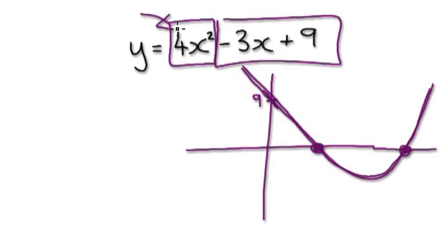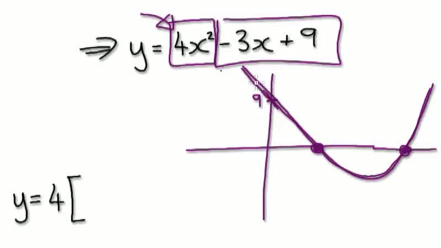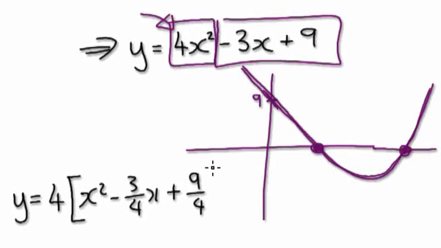Our first step is to get the coefficient of x squared to be 1, so take 4 out as a factor. Just bear in mind that this curve doesn't cross the x-axis, but pretend we didn't know that. We are just following our normal routine. So here it would be x squared minus 3 over 4 x plus 9 over 4.